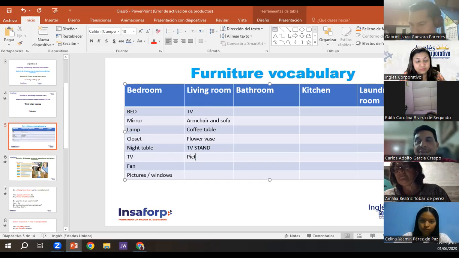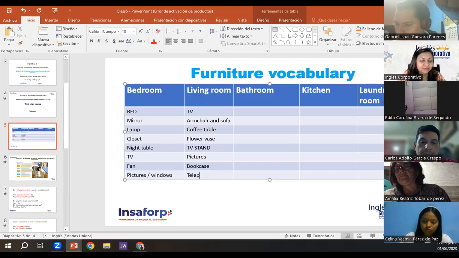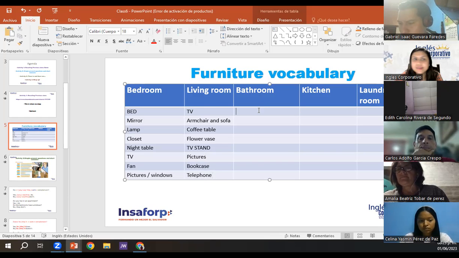How do you say librero, teacher? Bookcase. A bookcase. Maybe also the telephone. The telephone. Okay, now think about the bathroom, guys.